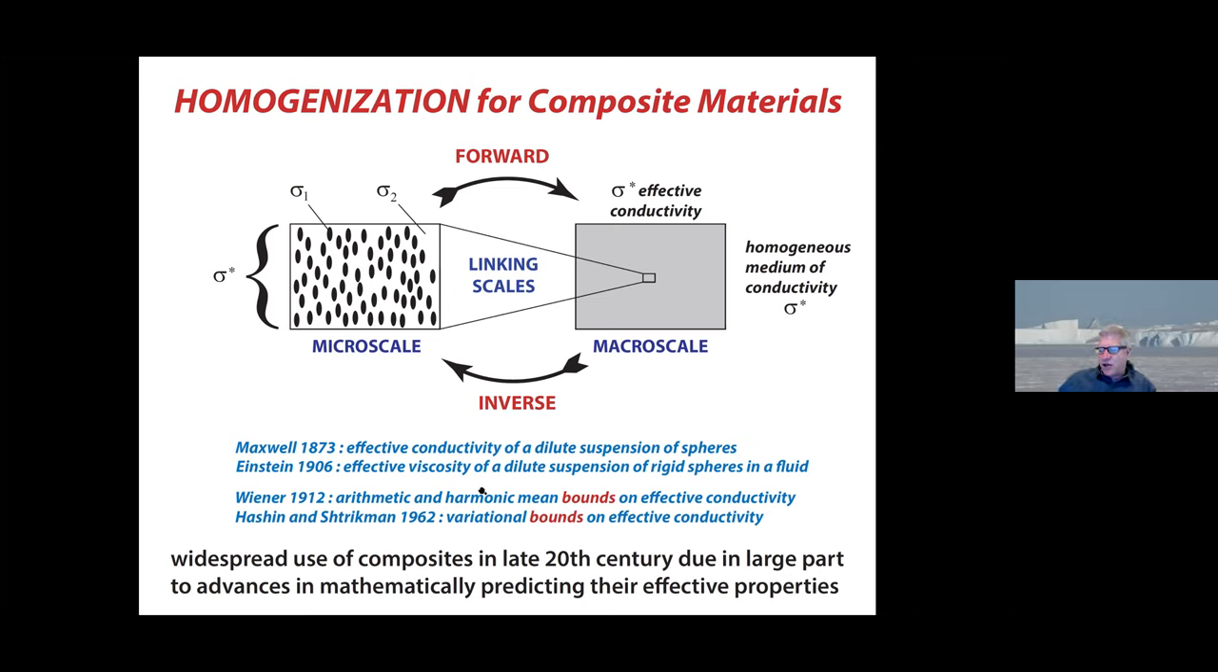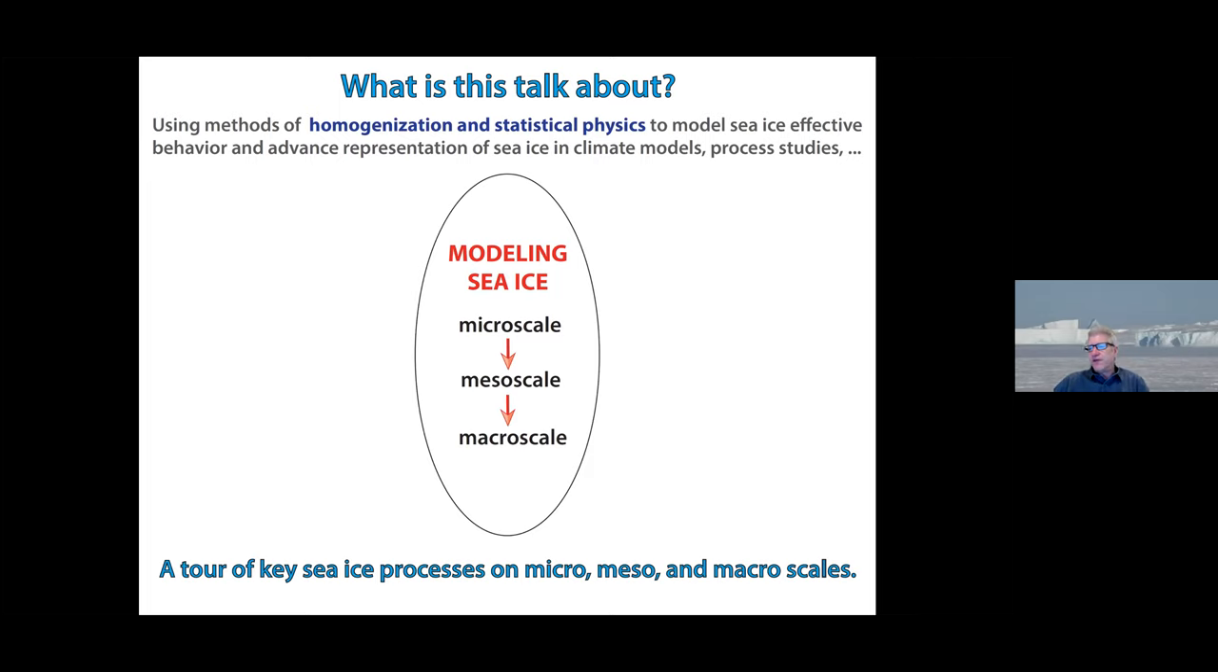And in fact, at the University of Utah, in the early 90s, we built up a really big group in this kind of applied mathematics. But overall, the widespread use of composite materials in the late 20th century was certainly due in large part to getting beyond trial and error in a laboratory to making major advances in mathematically predicting the effective properties.